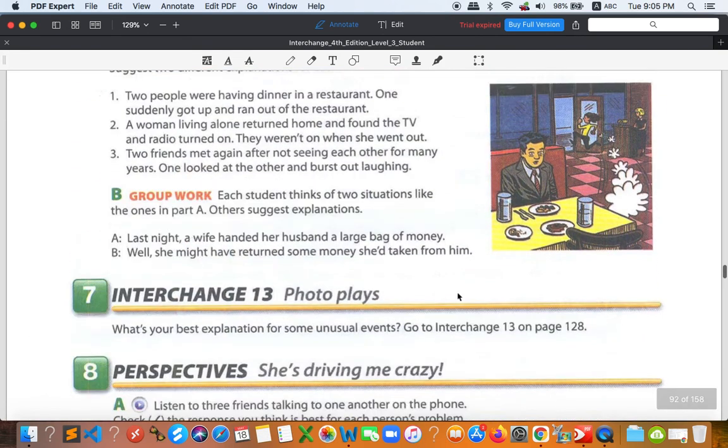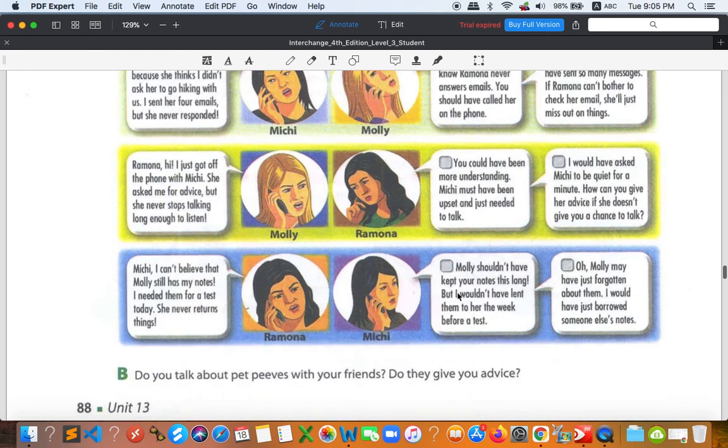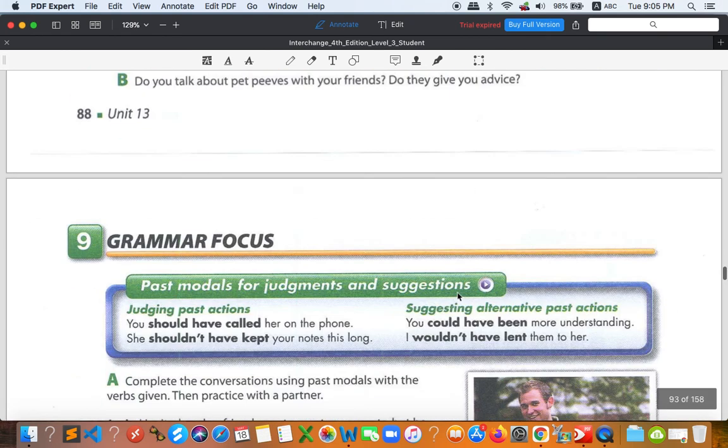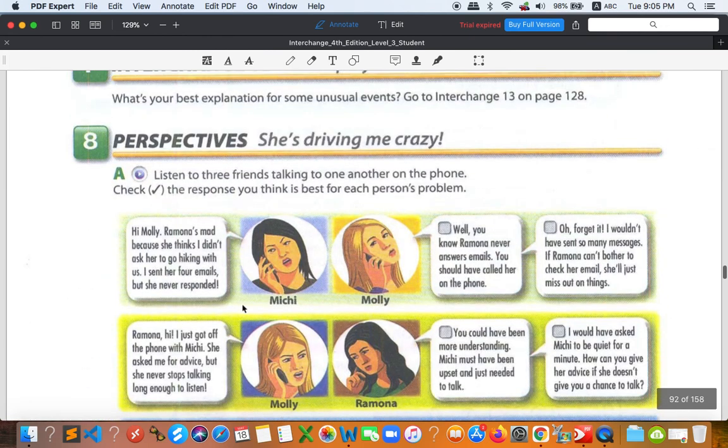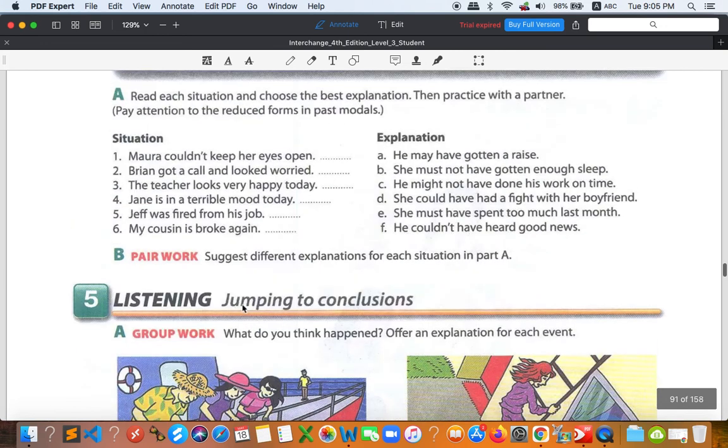We are not going to focus on that. Number 8, yes, so this activity I will talk about later in the next session, all right, because this is going to be important for this grammar point. So number 8 will be the next session, and I think that's it for today.